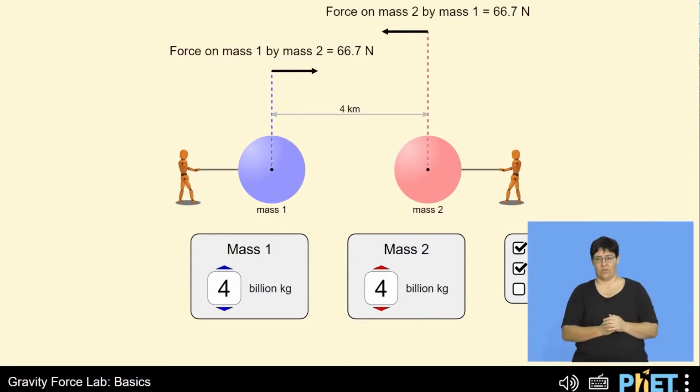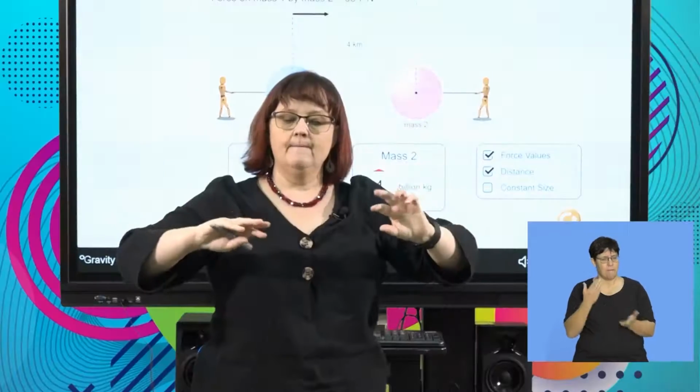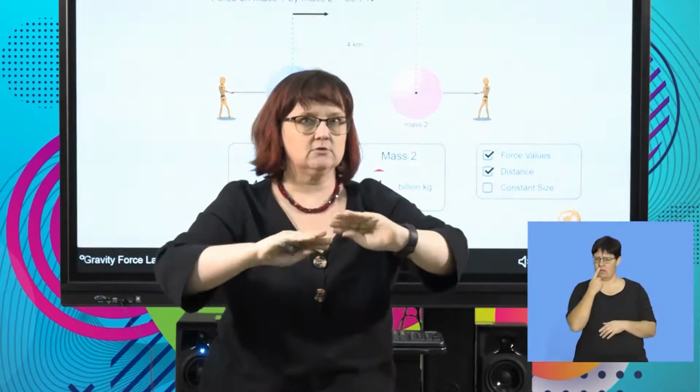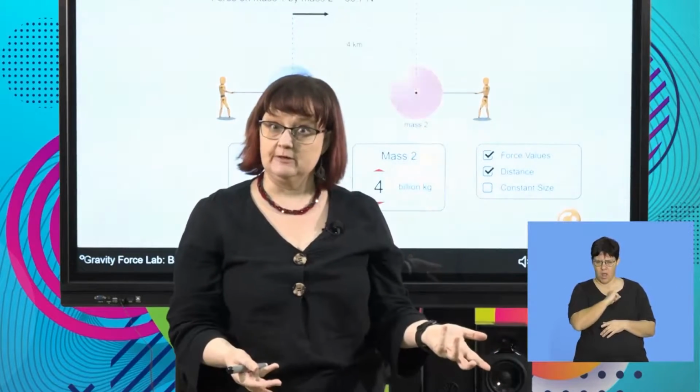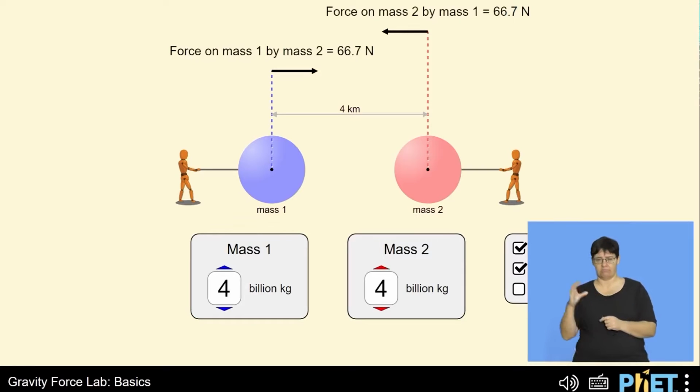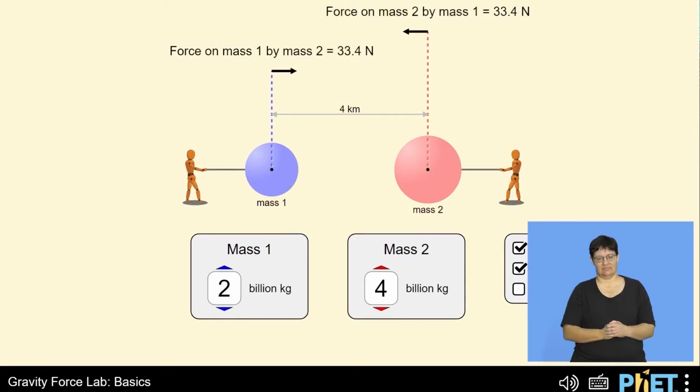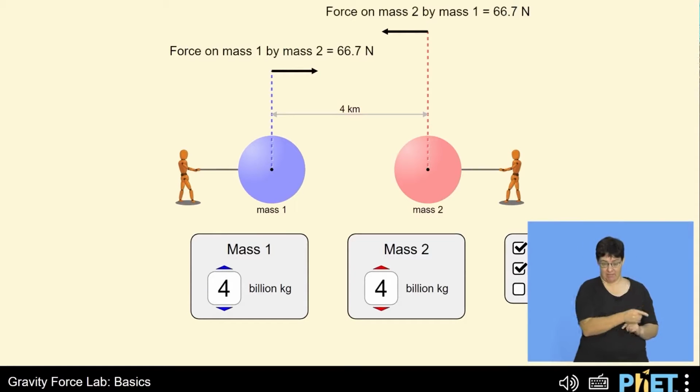If we look at the force, number 1, we notice that it got bigger, but number 2, we notice that it doubled. So it got bigger because the masses are bigger, but it doubled. It got twice as big because the mass was twice as big. So we're going to double the mass of mass 1, and now it becomes 66,7 newtons. So we doubled the force.